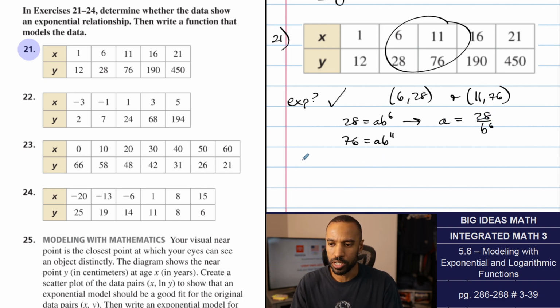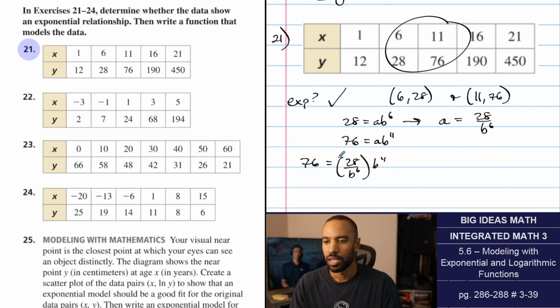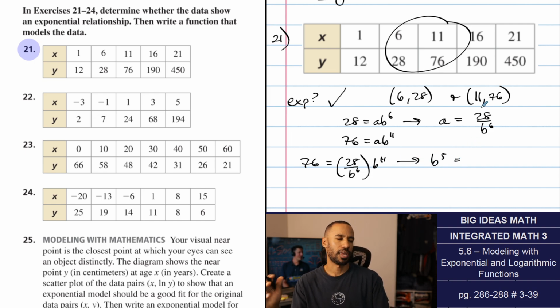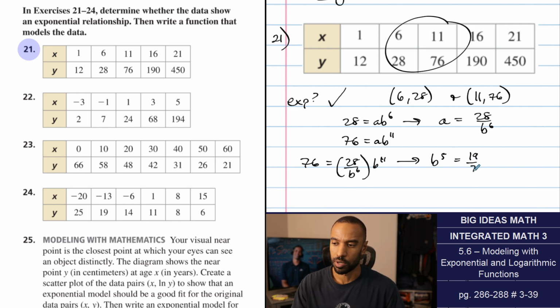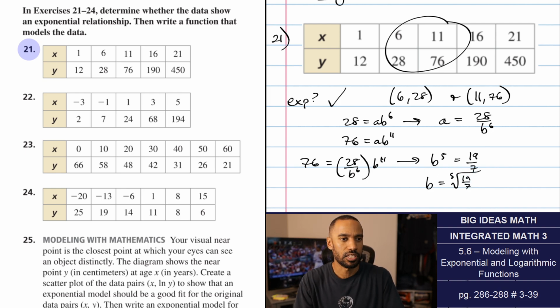Do a substitution here. We'll get 76 equals 28 over b to the 6th times b to the 11th. Here you have your 76 over 28. b to the 5th equals 76 over 28. You can divide them by 2. You get 38 over 14, which is 19 over 7. So 19 over 7 is the most I can reduce that to. So b is, I don't think that'll matter. We're just doing this part anyway. So 19 over 7.